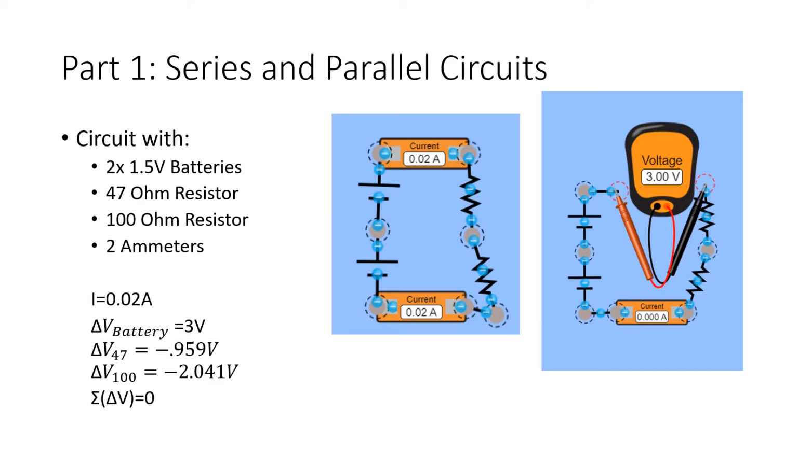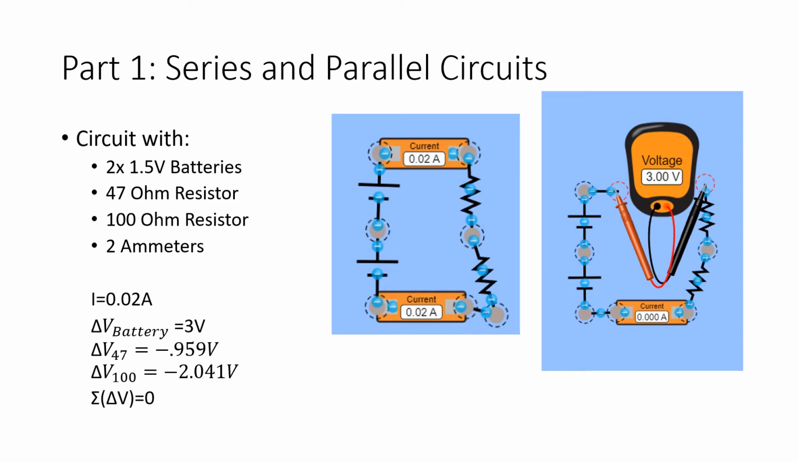Part 1, we have series and parallel circuits. To the right is a description or image of two of the parts of the lab. In the circuit we have two 1.5 volt batteries making a total of 3 volts, a 47 ohm resistor and a 100 ohm resistor, and a total of 147 ohms resistance throughout the entire circuit. We have two ammeters on the left one, and on the right one we have one ammeter and one voltmeter.